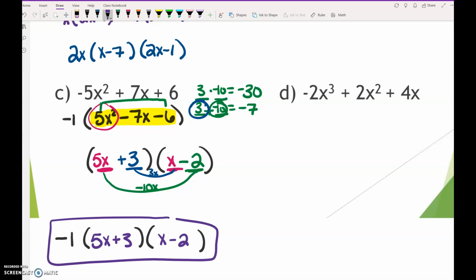If you like factoring by guess and check, use it. If you prefer factor by grouping, use it. Anytime I see something like 5x squared, I tend to use factoring by guess and check because I know for certain that the only way to get 5x squared is 5x times x. If it's something like 6 or 8 or 12, if there's a lot of options to multiply to get that, then I tend to use factor by grouping because then I know I'm going to get my correct answer no matter what.